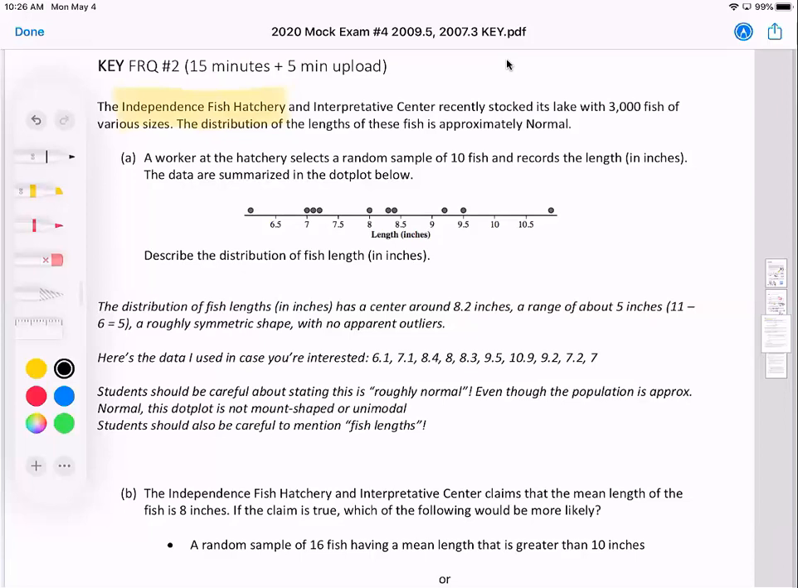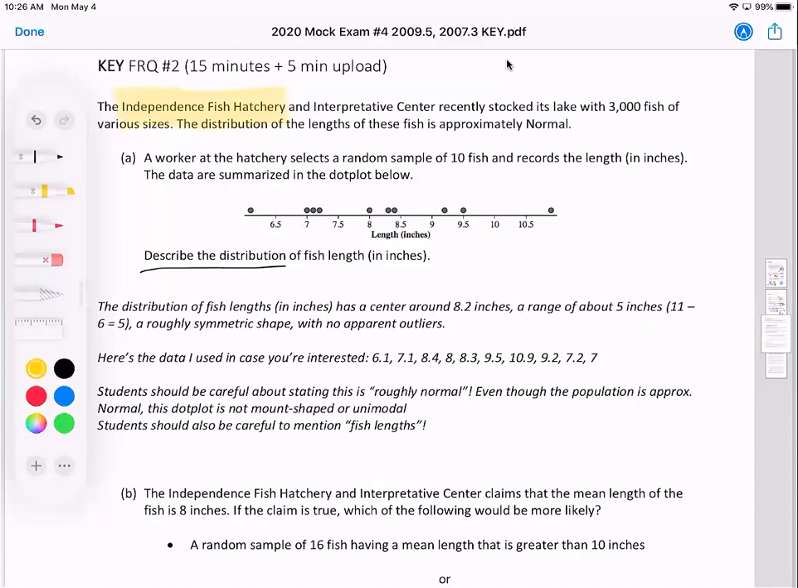So we're told it recently stocked its lake with 3,000 fish of various sizes. They're a hatchery, so they hatch fish. But the distribution of lengths is approximately normal, we're told. Part A, basically a Unit 1, Chapter 1 type of question: describe the distribution of this dot plot.